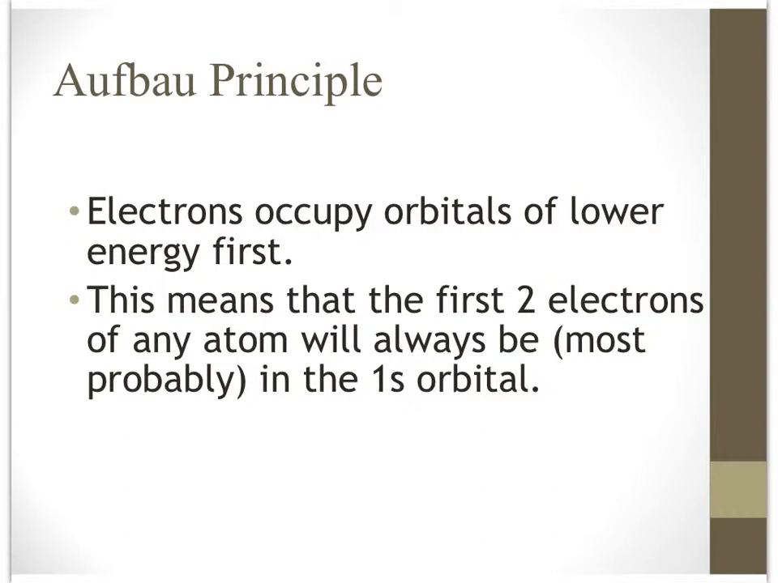So, for instance, the lowest energy orbital is the 1s. What that means is that the first 2 electrons of any atom always start in their home location in the 1s orbital. Then the 2s, and then the 2p, and so on. It starts off relatively easy numerically, but as you'll see, because of the shapes of some of the orbitals, it doesn't always follow the way you might expect.